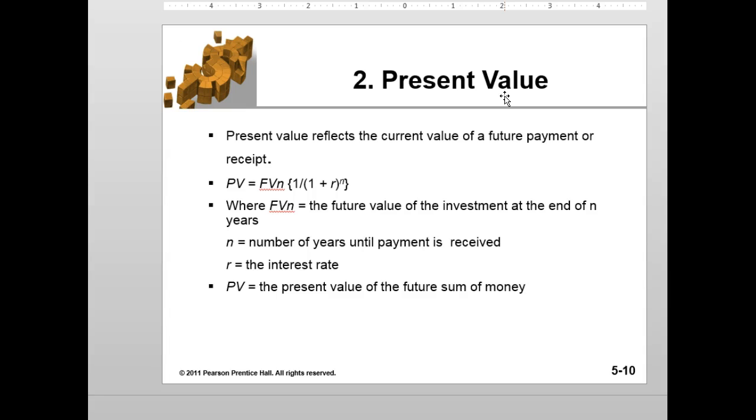So if you want present value, this is the present value calculation. Let's say I want to know the current value of a future payment or receipt. Well, this is our formula. It equals the future value times 1 divided by (1 plus the rate) to the period power. And that looks like here.